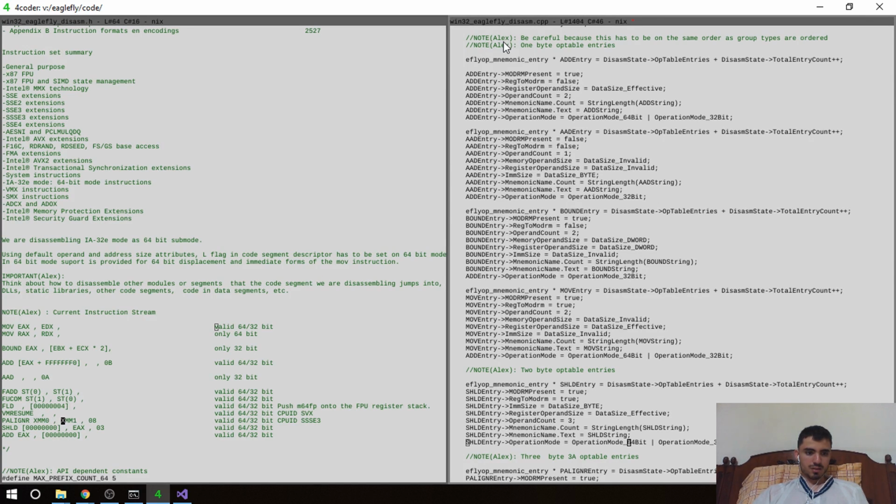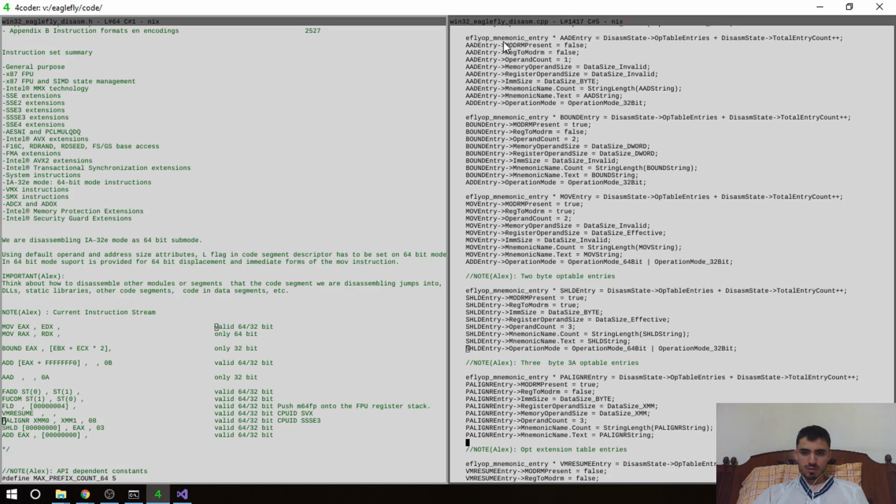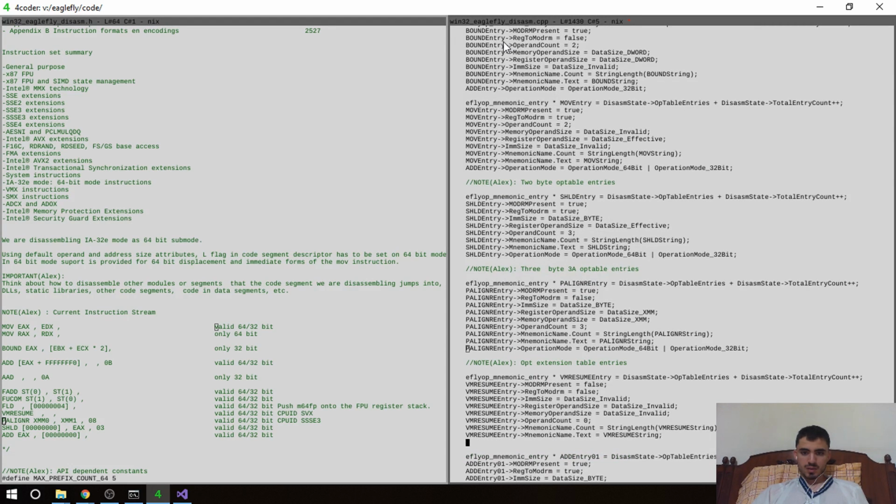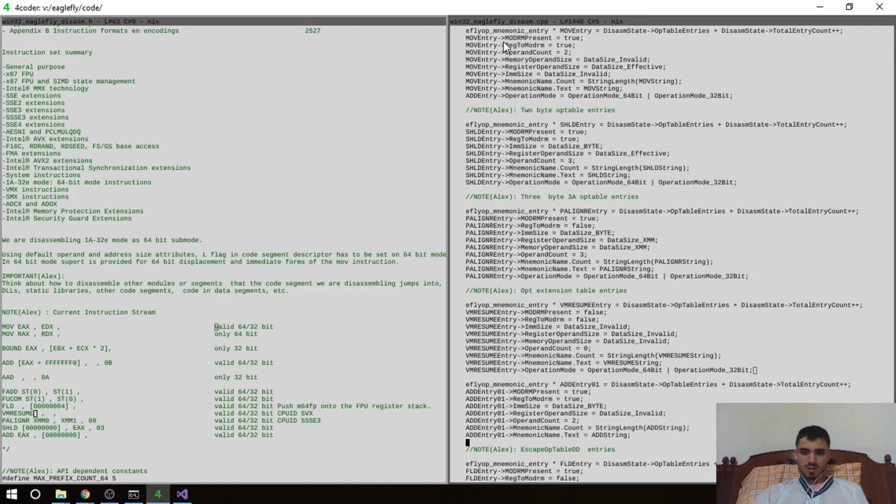The PLINR is, well, where is the other one? PLINR is valid on both as well. The VM resume, it's valid on both. The add entry is valid on both.